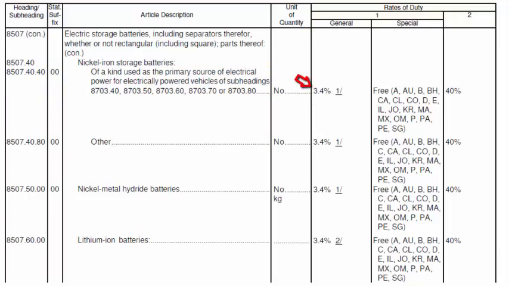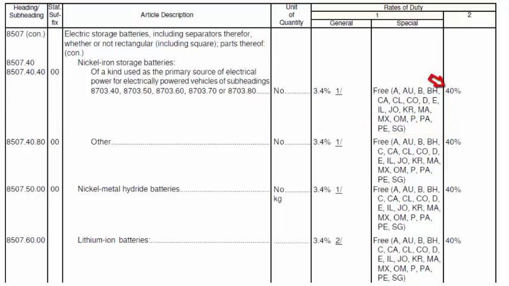General column 3.4. And by the way, that 1 right next to it, underlined, that's making reference to a chapter note. That's what that means. We would have to read that. We're not going to do that here. If we brought in the same nickel-iron storage batteries from the countries that have special tariff treatment or duty-free treatment, we can see it would be free.